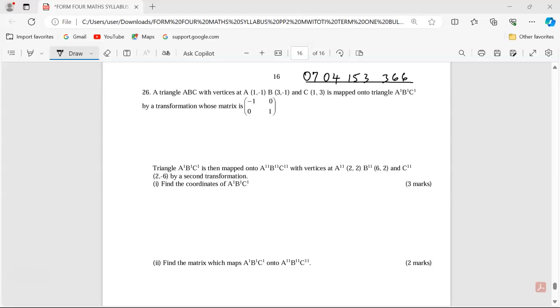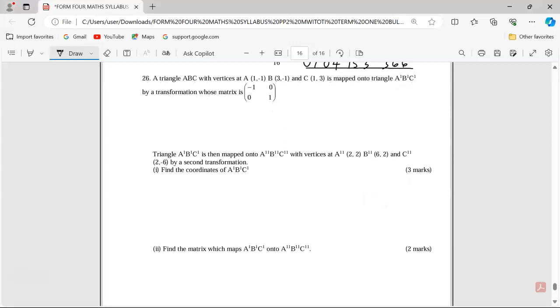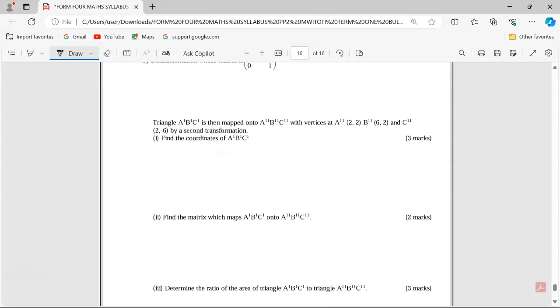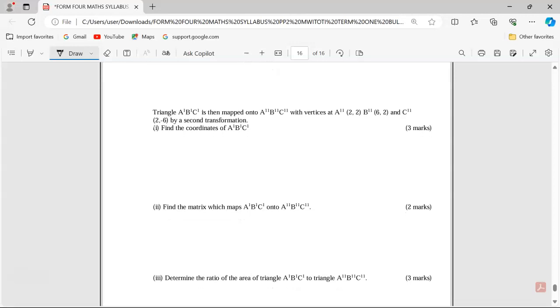Mathematics paper 2. A triangle ABC with vertices at A(1, -1), B(3, -1), C(1, 3) is mapped onto triangle A'B'C' by a transformation whose matrix is [-1, 0; 0, 1]. Triangle A'B'C' is then mapped onto triangle A''B''C'' with vertices at A''(2, 2), B''(6, 2), and C''(-2, -6) by a second transformation. Find the coordinates of A', B', C'.